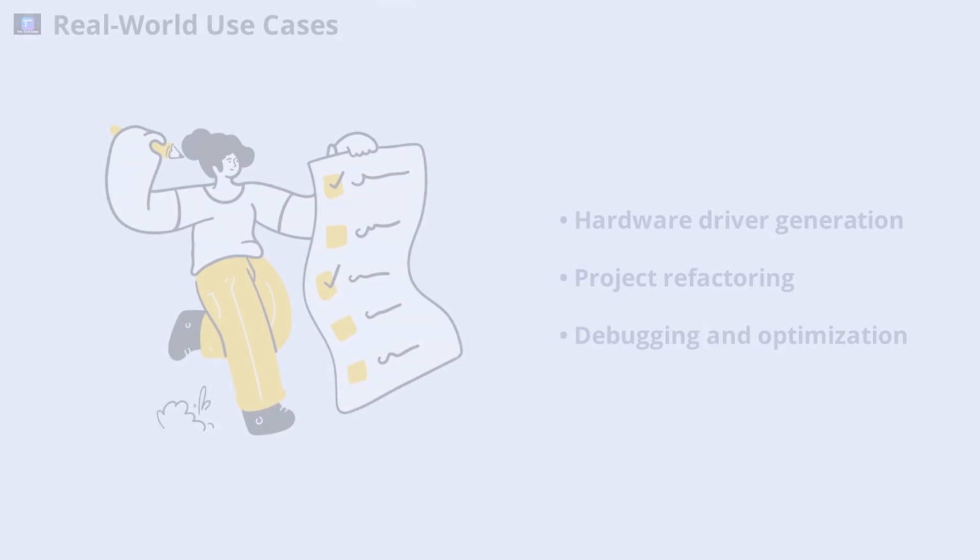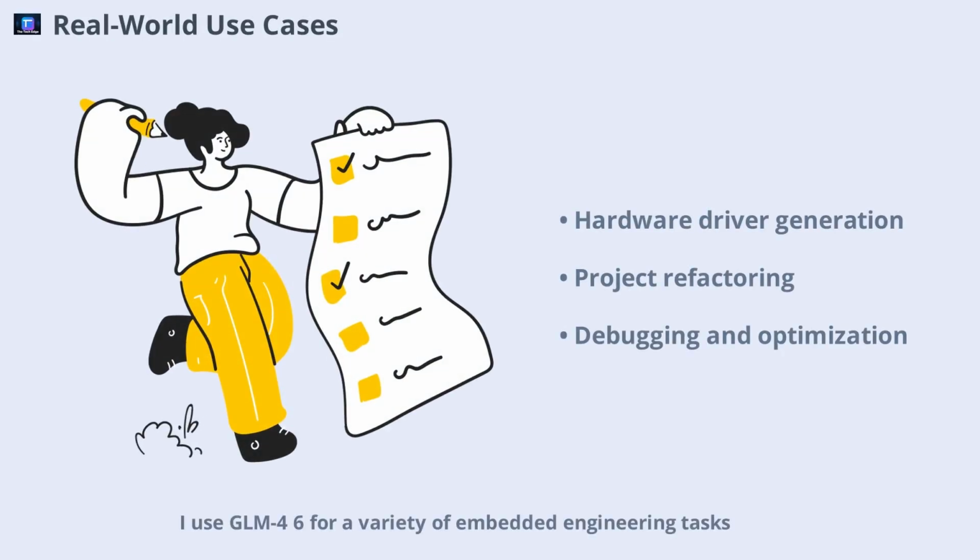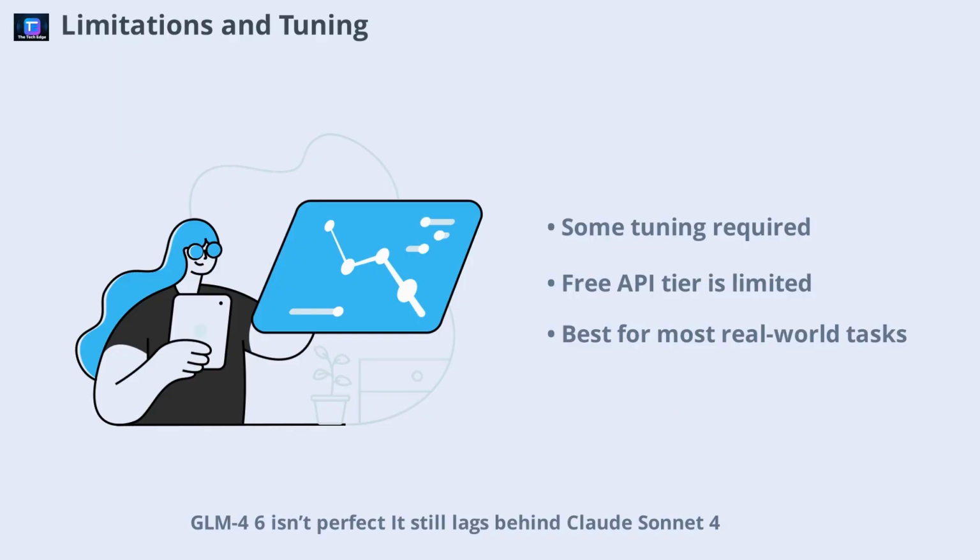I use GLM 4.6 for a variety of embedded engineering tasks. It writes hardware drivers from datasheets, refactors entire Qt projects, and optimizes TinyML models for resource-constrained devices. It even helps with technical writing and debugging RTOS issues, spotting race conditions and priority inversion problems faster than I can. The model understands both the machine learning side and the embedded constraints, making it an invaluable tool for modern development workflows.